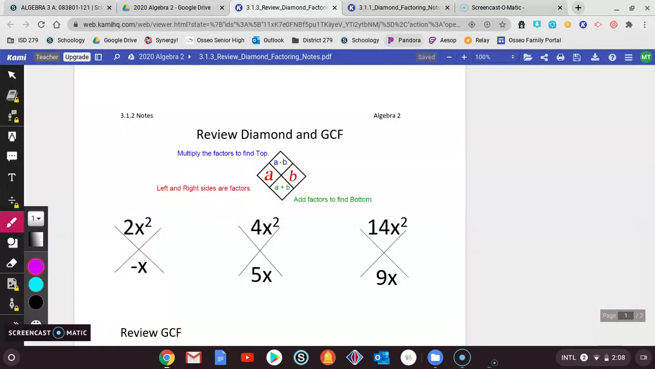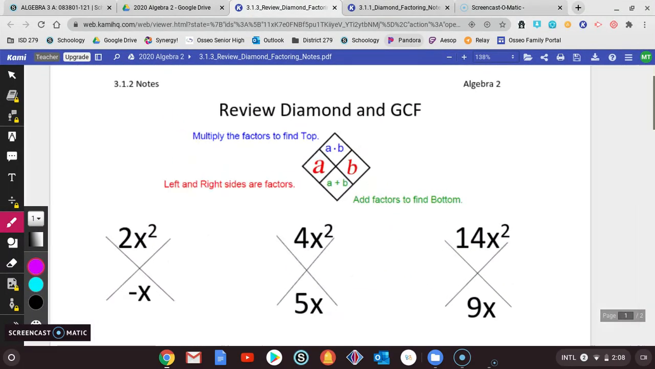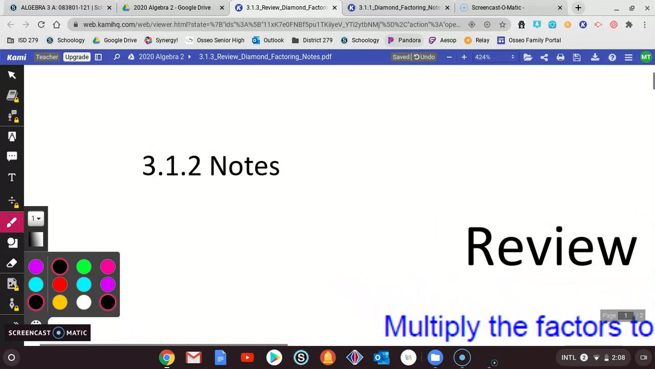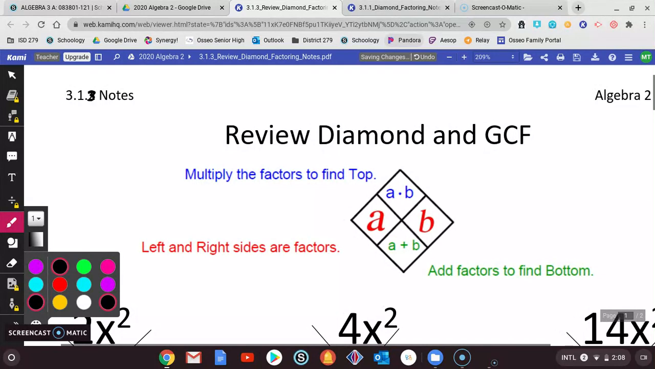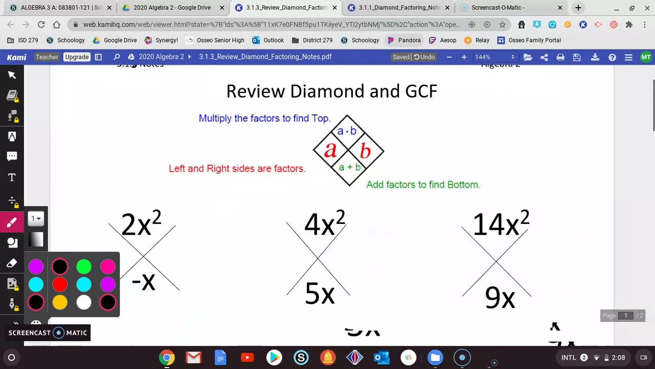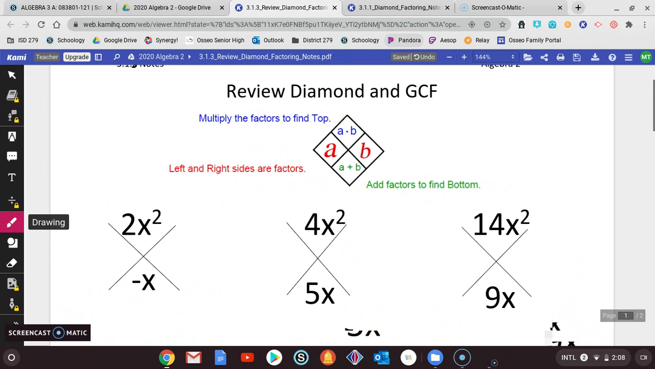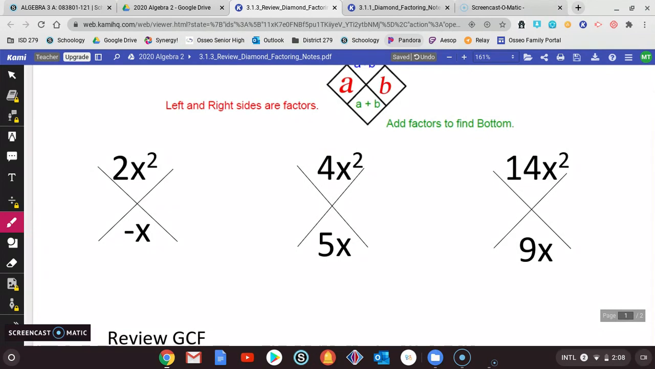All right. So we are going to just do a little recap of what we've done this week. And this is actually 3 notes. Okay, so I'm just going to go over quickly diamond, and then we're going to do a little GCF at the end. And I'm going to add in a little bit different GCF than what we've done before. So when we are doing diamond, remember it multiplies to the top and adds to the bottom.